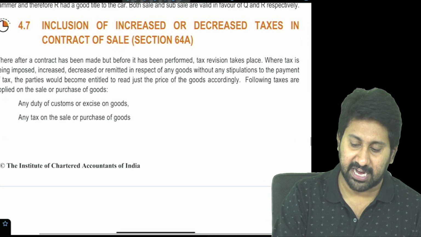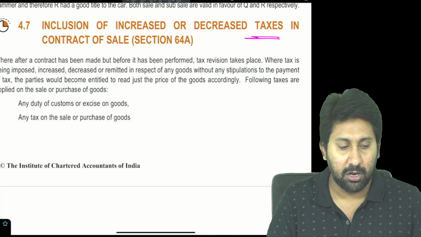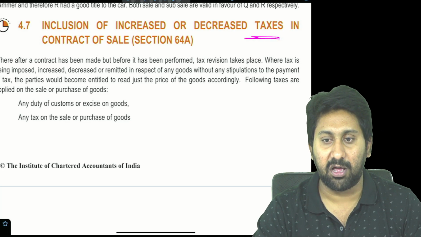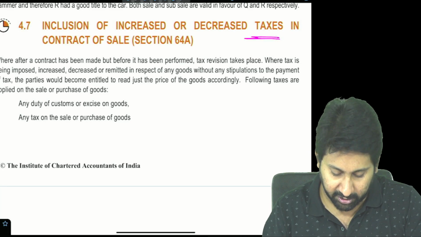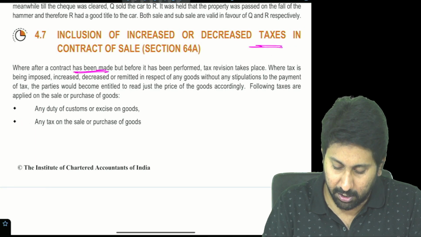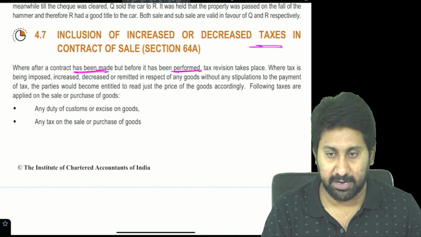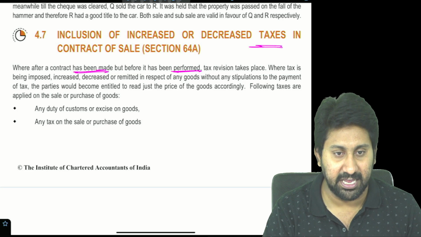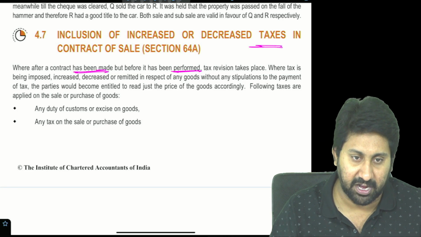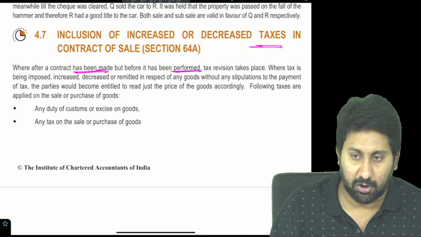First let us read this taxes concept. Inclusion of increased or decreased taxes in a contract of sale. What is that? Where after a contract has been made but before it is performed, tax revision takes place, where tax is imposed, increased, decreased or remitted in respect of any goods without any stipulation as to the payment of tax, the parties would become entitled to adjust the price of the goods accordingly.